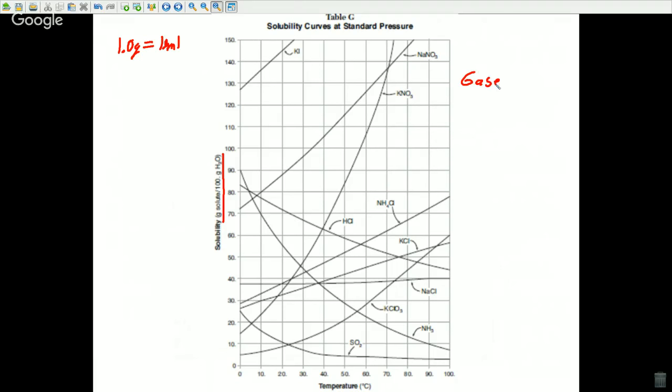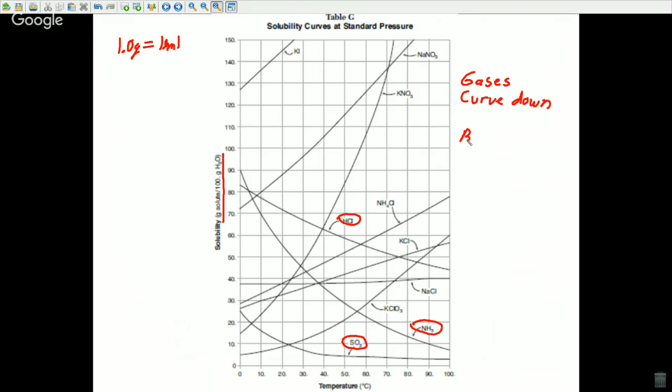Things to note are the gases curve down. So on table G, you actually have three gases: ammonia, HCl, and sulfur dioxide. The other stuff, as the temperature goes up, they become more soluble. So what you would do with this is either match up the temperature with the substance to figure out the maximum amount that can dissolve to make it saturated, or you could tell if it was unsaturated if it doesn't go all the way up to the line.